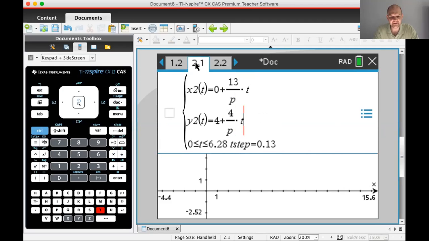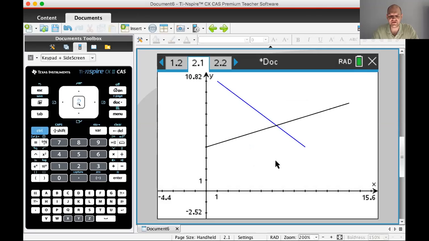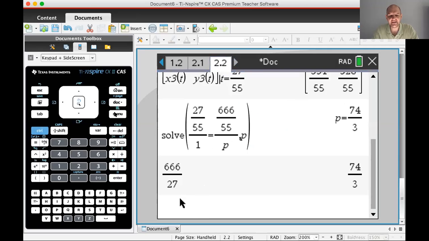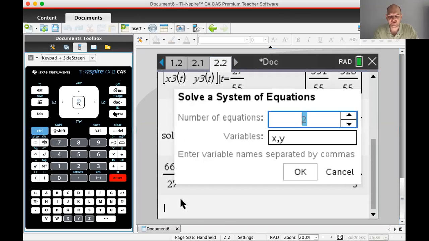Now I don't even want to graph it. So cancel, don't do that. I'm going to go to the calculator page. I can solve this the way that I usually solve these. Menu 3.7, system of equations. There's going to be two unknowns. The two unknowns are what? T and P. T is the time and P.